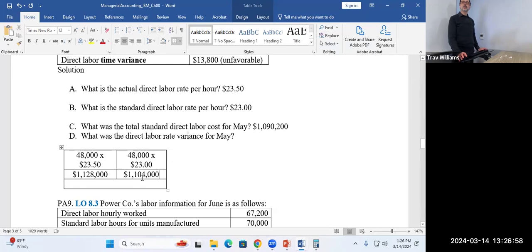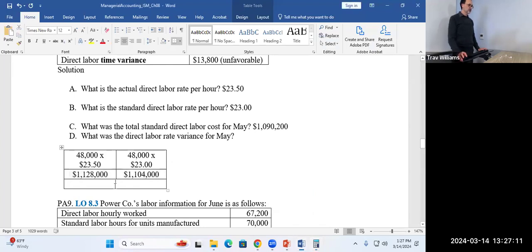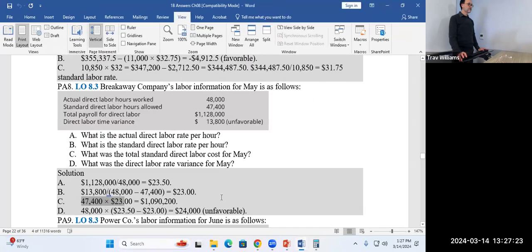What's our next step? What do we do here? Okay, we take the left side and we subtract the right side. $24,000 is the difference we got. It is a positive number. So unfavorable, correct. All right, so let's see if we got that right as well. 24,000 unfavorable. All right.